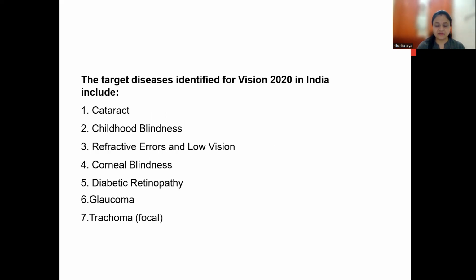The target diseases identified for Vision 2020 in India include cataract, childhood blindness, refractive error and low vision, corneal blindness, diabetic retinopathy, glaucoma, and trachoma. In India, cataract and childhood blindness are the most common causes of blindness. Then refractive error, and it also includes diabetic retinopathy and glaucoma, as the prevalence of diabetes and glaucoma in India is very high. So the diseases targeted in Vision 2020 in India include cataract, childhood blindness, refractive error and low vision, corneal blindness, diabetic retinopathy, glaucoma, and trachoma.